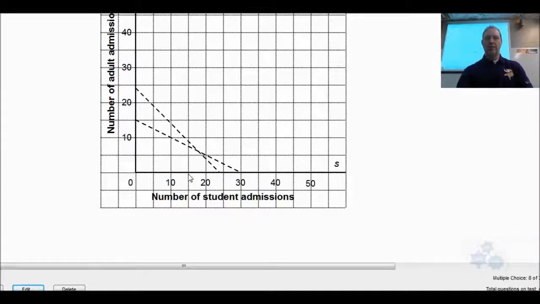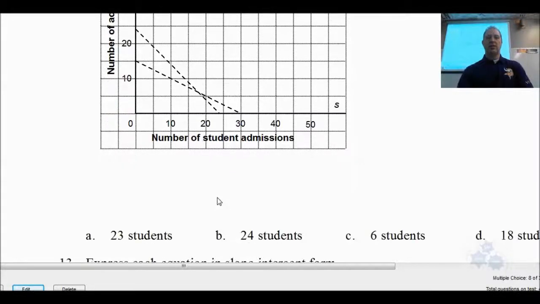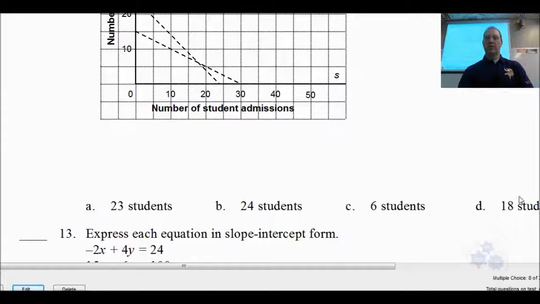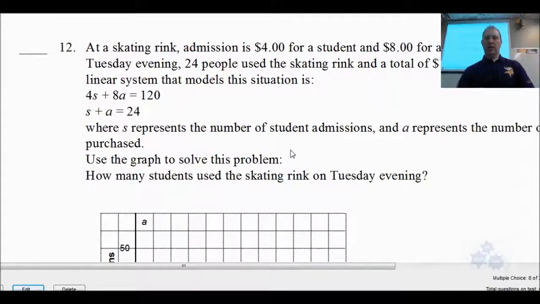This is 10, 15, and 20. So it's between 15 and 20. It appears to be 17, yeah, about 17 or 18. So do we have anything that's close to that? Which one's closest? Right here, 18. Okay? Is that good? Now, I would definitely encourage you to read through the whole question.